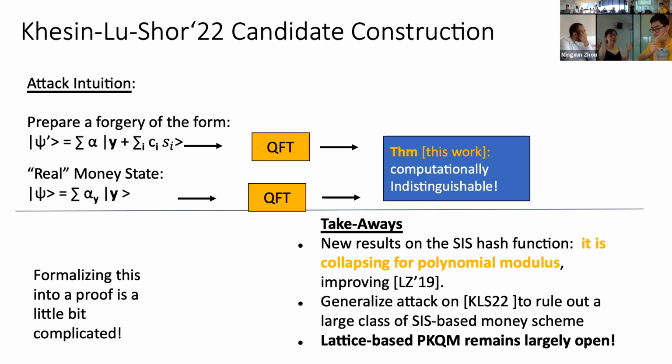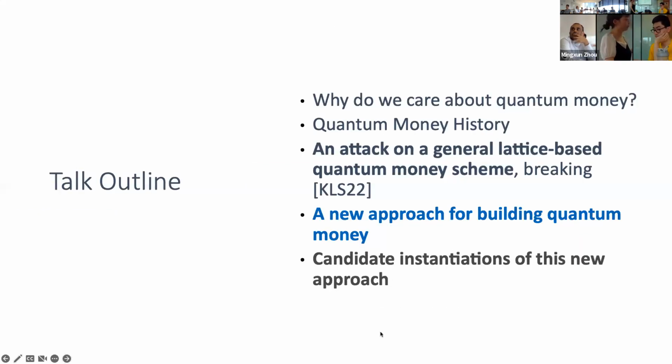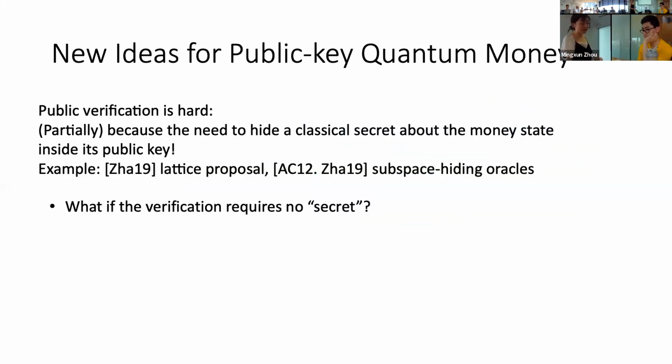And of course, if you can build post-quantum secure IO from lattices, I think there are proposals, but they are not standard assumptions. And if you can do that from relatively standard assumptions, you can claim lattice-based quantum money as well. So in general, it's quite open, and we can get into the second part of our problem.